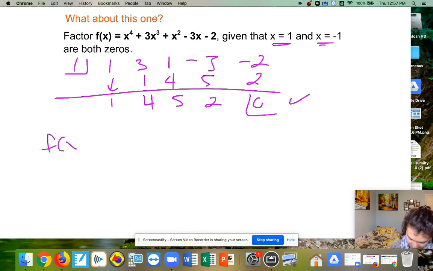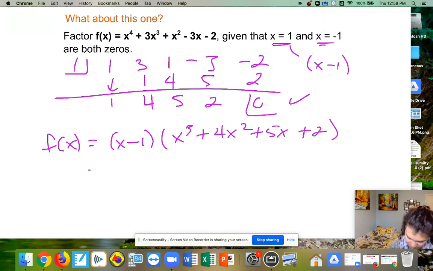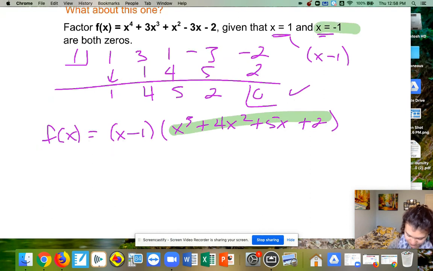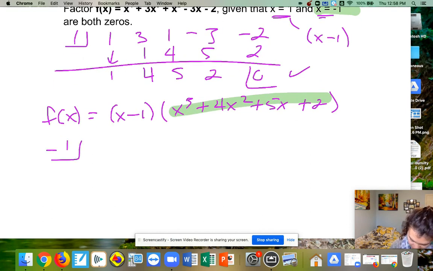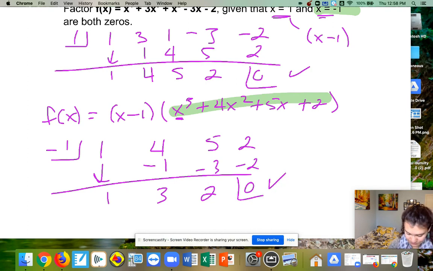So if we rewrite this, we have our one factor. This would be x minus 1 from right there. x cubed plus 4x squared plus 5x plus 2. And now we want to keep going. So I can now do this chunk using this second factor. So we can do negative 1, and then these coefficients. So 1, 4, 5, 2. Drop the 1 down, you get negative 1, 3, negative 3, positive 2, negative 2, 0, and that one worked.